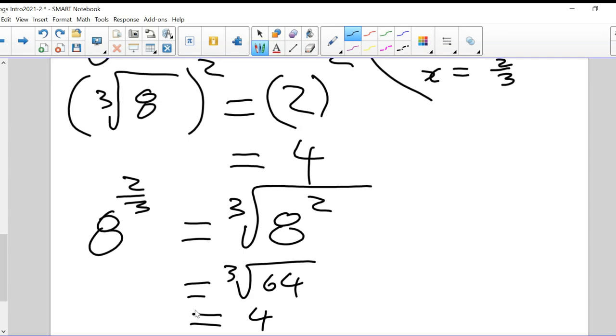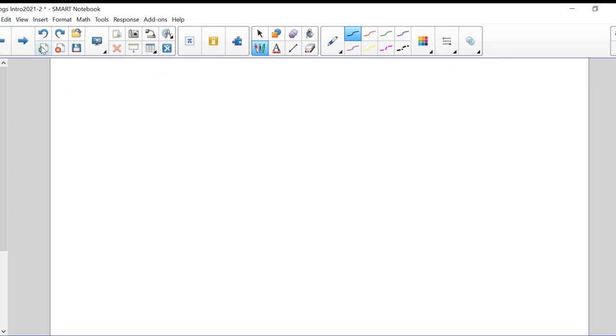Now, let me give you another example. Let me give you another page here. What if this had been 16 to the power of 3 over 4?